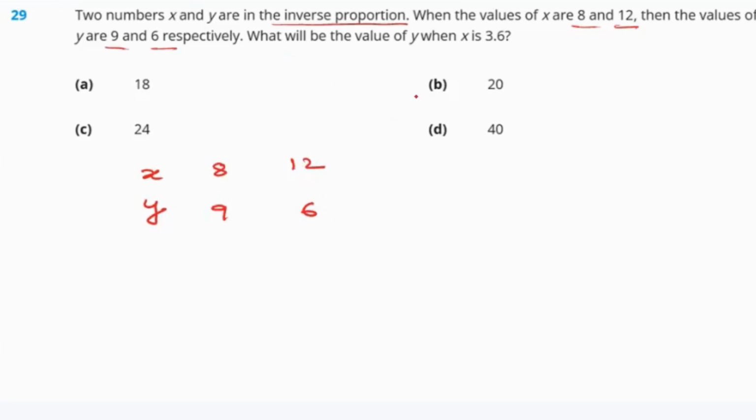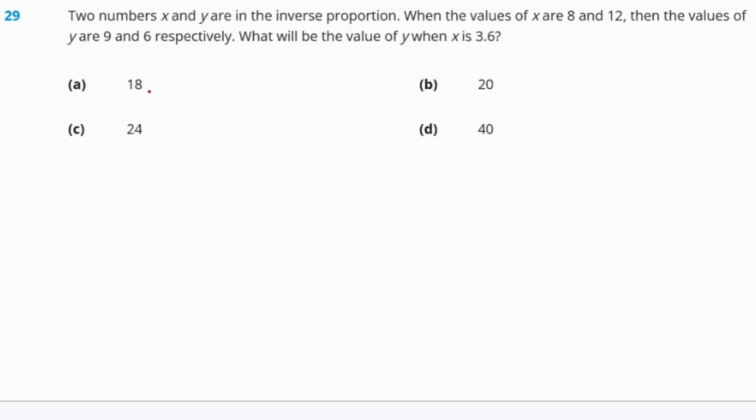What will be the value of y when x is 3.6? This is the question. What is it asking? Okay, so let's move towards question number 29. Question number 29 is saying that two numbers are there, x and y, and they are in inverse proportion.